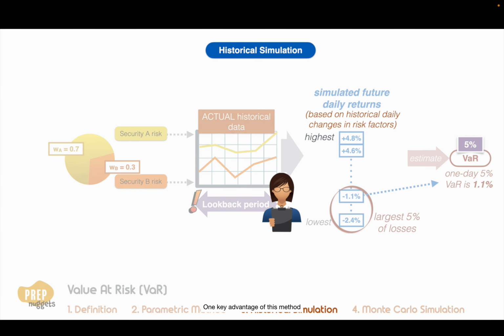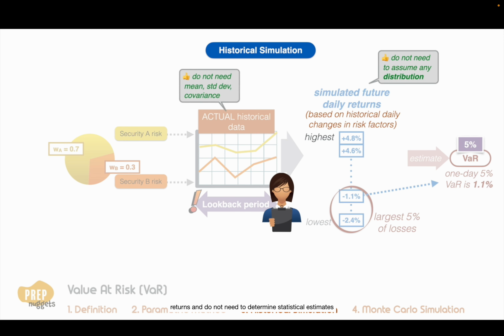One key advantage of this method is that we do not need to assume any kind of distribution of returns, and do not need to determine statistical estimates like mean and covariance. Also, the historical results will include changes in option values, if any, so the historical simulation method can be used to estimate the VAR for portfolios that include options.